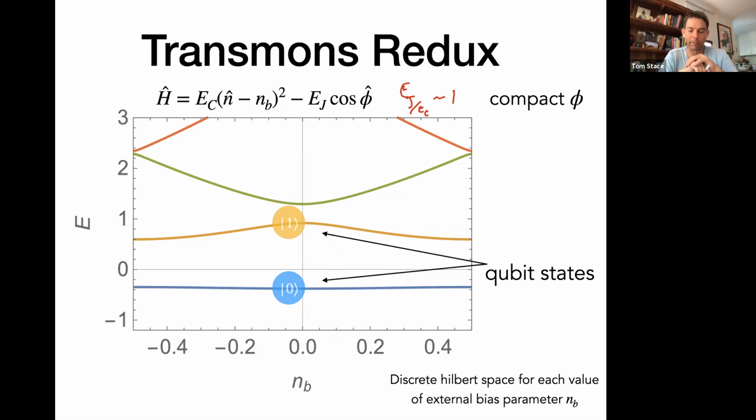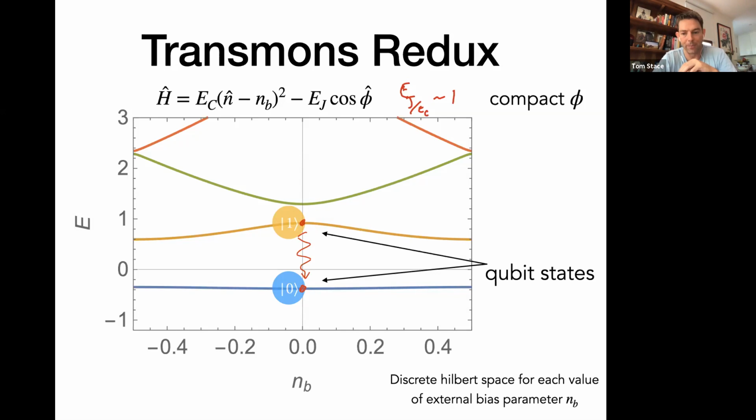But how do people who build transmons encode qubits? Well, they say that the lowest state, the ground state, is going to be their 0 encoded state, and the first excited state is going to be their 1 encoded state. And so you have a discrete Hilbert space, an anharmonic spectrum that is available for encoding quantum information. So that's the standard story. And if you make those bands very flat, then it rejects charge noise at linear order.